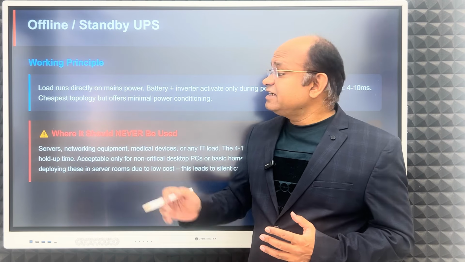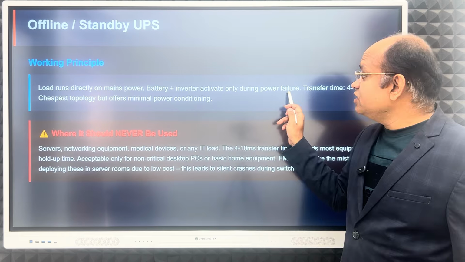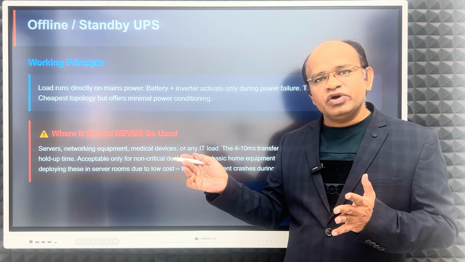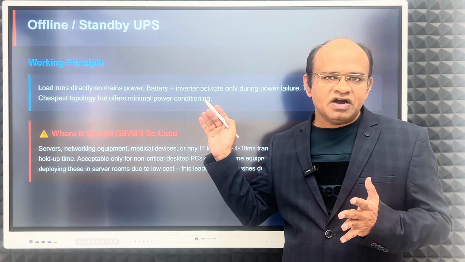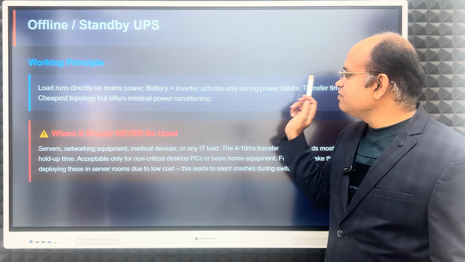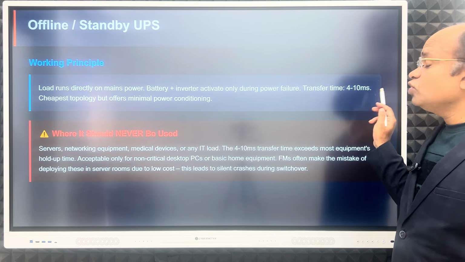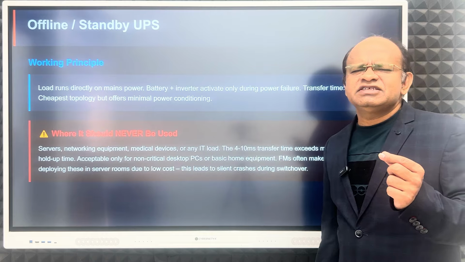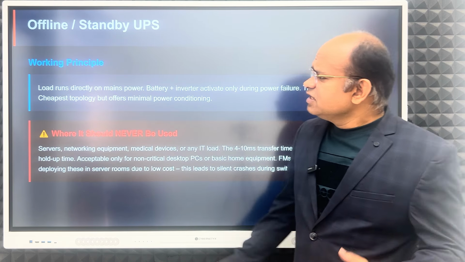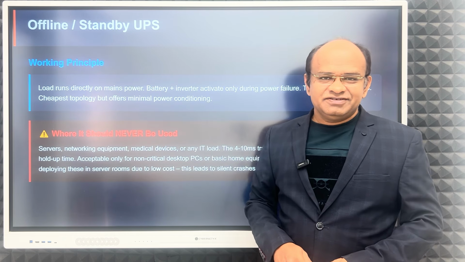When it fails, then it takes some time. What happens? Battery plus inverter activate only during power failure. It has a switch. It will sense that power is gone, EB power is disconnected, and it will switch on to battery mode only during power failures. Transfer time is 4 to 10 milliseconds, even you will not come to know. Cheapest topology but offers minimal power conditioning.